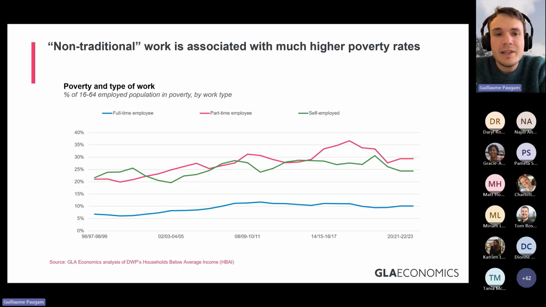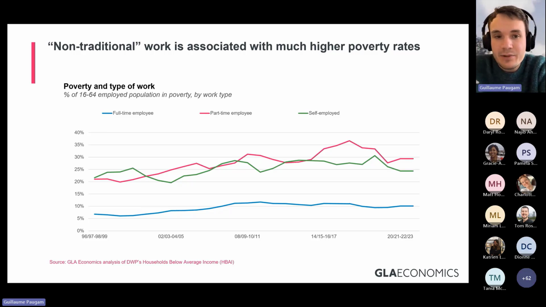So the blue line at the bottom is the share of full-time employees in London who are in poverty. As you can see, it is much lower than the two other lines. It's also lower than the 15% figure that I gave in the previous slide. It is not insignificant. 1 in 10 full-time employees in London are in poverty. I find that still quite striking, but it remains nonetheless a much better form of employment when it comes to protecting against poverty.